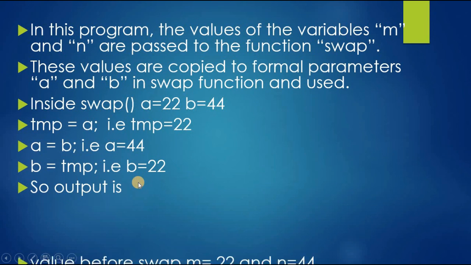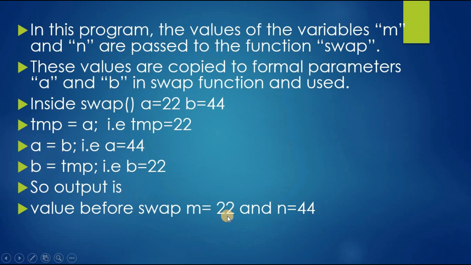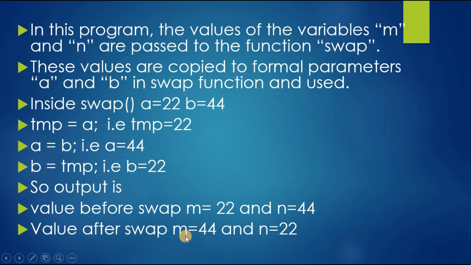So we got the output: values before swap m is equal to 22 and n is equal to 44, and values after swap m is equal to 44 and n is equal to 22. This is how the call by value program works for swapping the numbers.